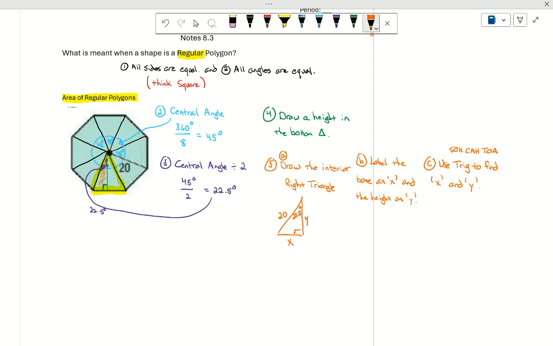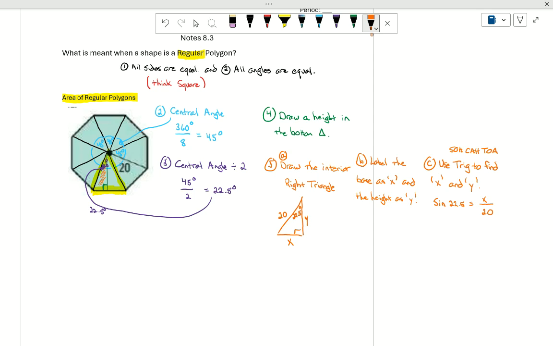All right? So my theta angle is 22.5 degrees. X is the opposite side. 20 is the hypotenuse. So I'm going to use sine to find X. And the equation that I'm going to use is sine of my theta, which is 22.5, is equal to the fraction opposite side x over hypotenuse 20. So that's my equation that I'm going to use to solve for x.